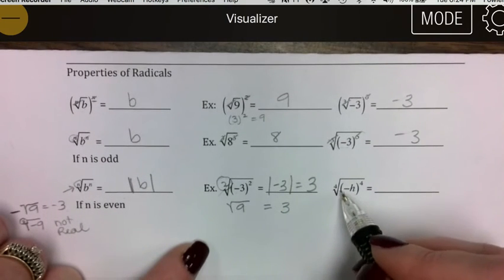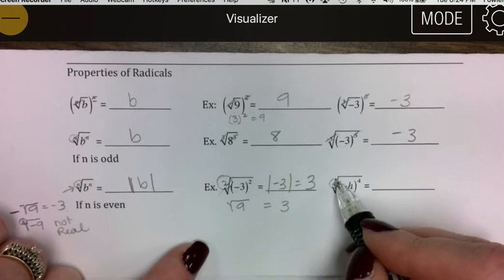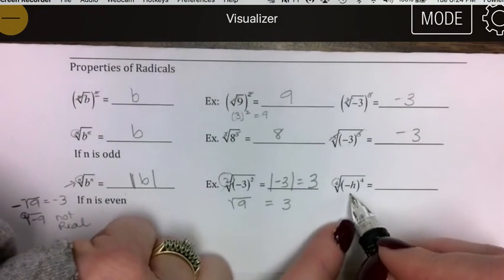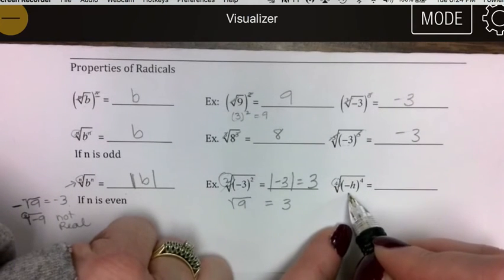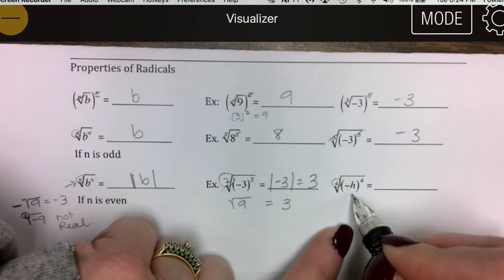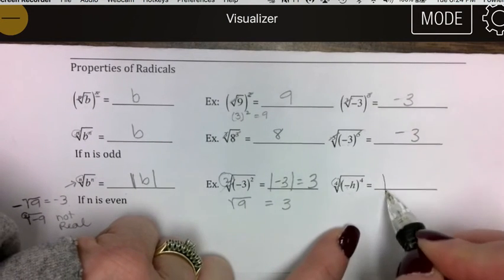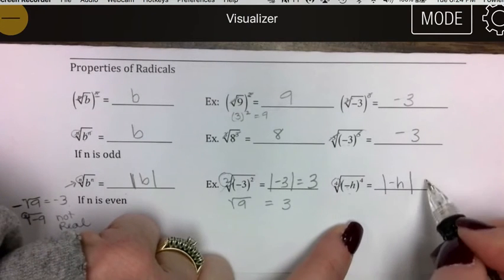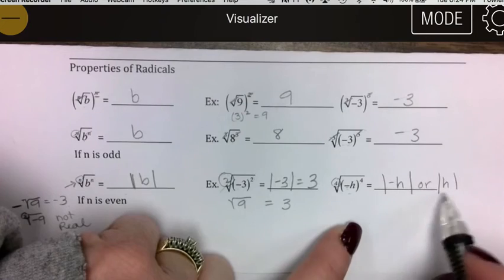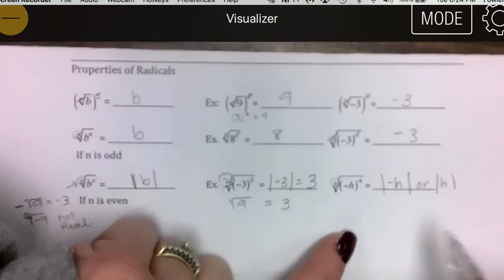Here, this fourth root, it's an even index. These are not just going to cancel. I've got to either think of it in terms of I have 4 negatives, which is going to make this a positive, but I don't know if h starts out as a negative or positive, so I can write either the absolute value of negative h or the absolute value of h. I've just got to make sure that this comes out positive.